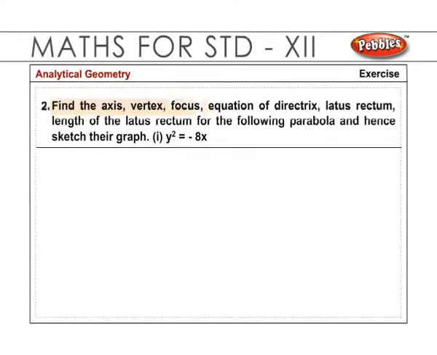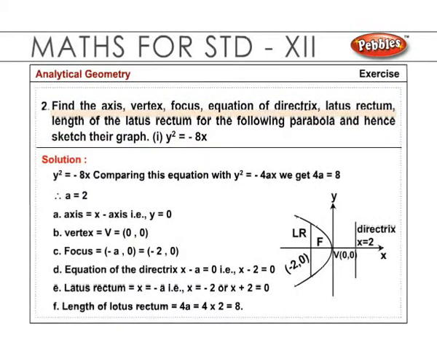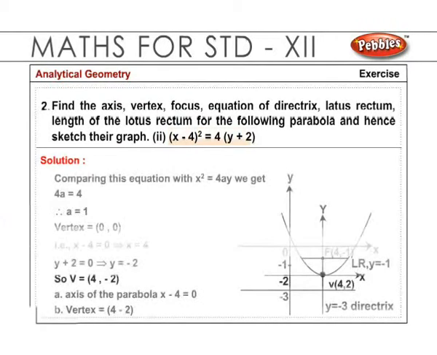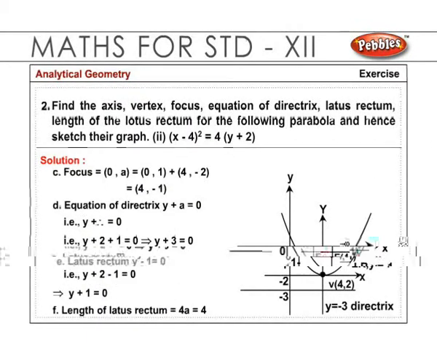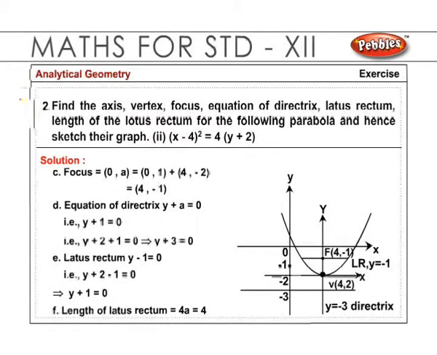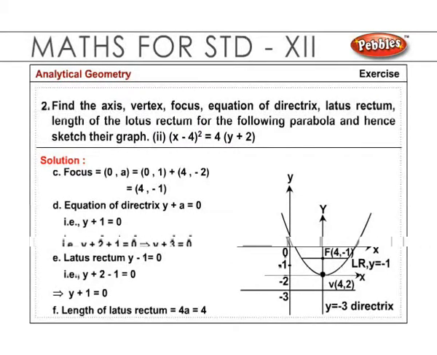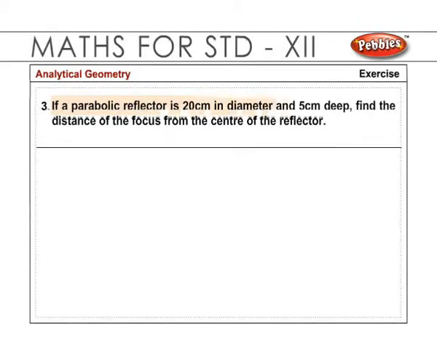Find the axis, vertex, focus, equation of directrix, latus rectum, length of the latus rectum for the following parabola and hence sketch their graph. y squared is equal to minus 8x. x minus 4 the whole squared is equal to 4 into y plus 2. If a parabolic reflector is 20 cm in diameter and 5 cm deep, find the distance of the focus from the center of the reflector.